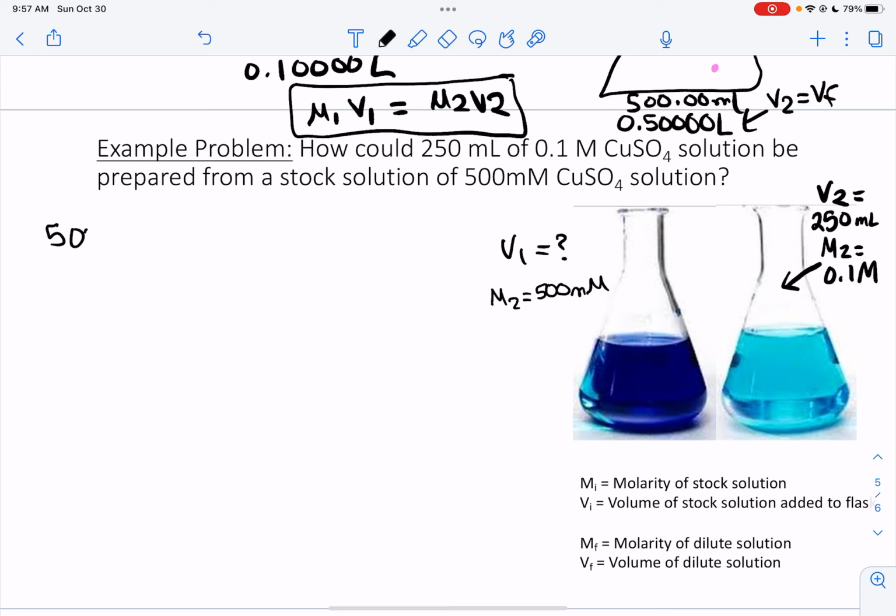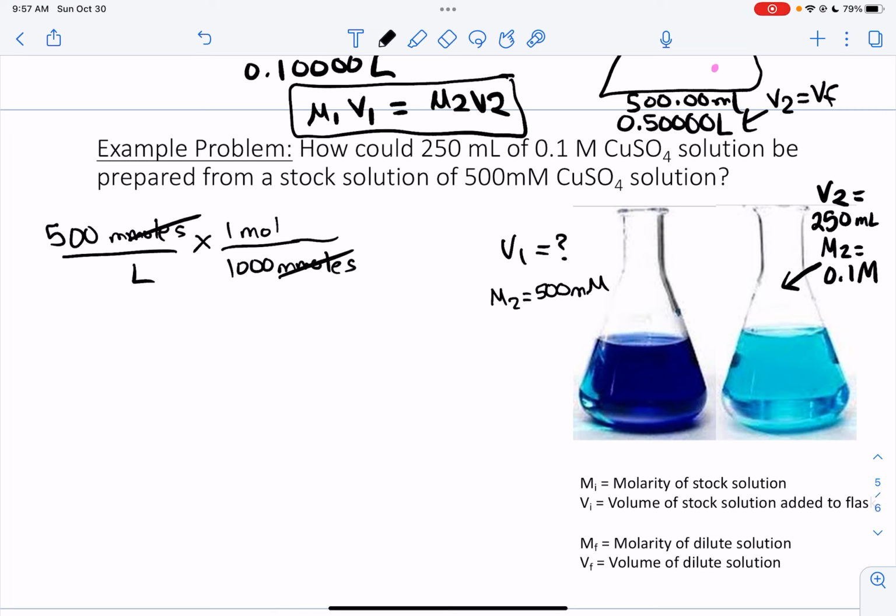Okay, so I've got 500 millimoles per liter. I can multiply by the fact that there's 1 mole for 1,000 millimoles of anything. The millimoles cancel, so I end up with 0.500. Oh wait, those aren't significant. So 0.5 moles per liter for my M2 value.